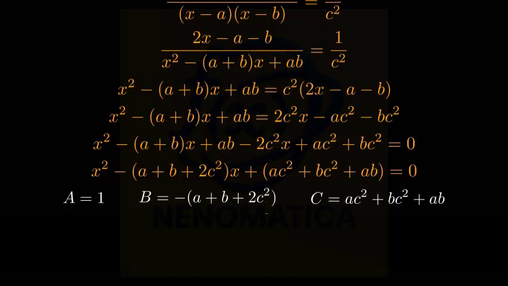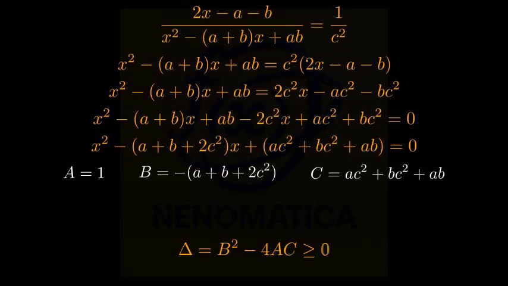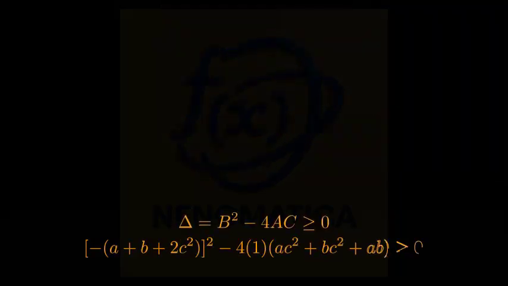For a real root, the discriminant, delta, must be greater than or equal to 0. Delta equals b squared minus 4ac. Substitute a, b, and c into the discriminant inequality. Now expand the square and the product terms.